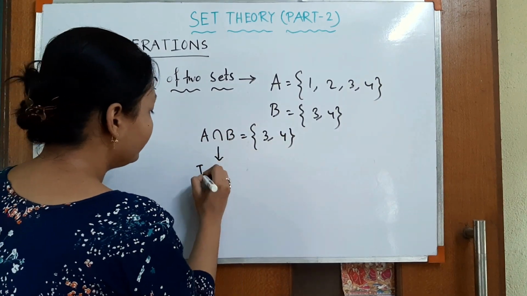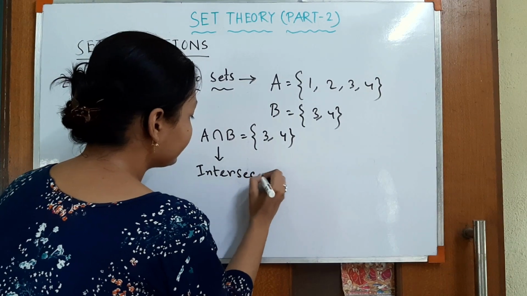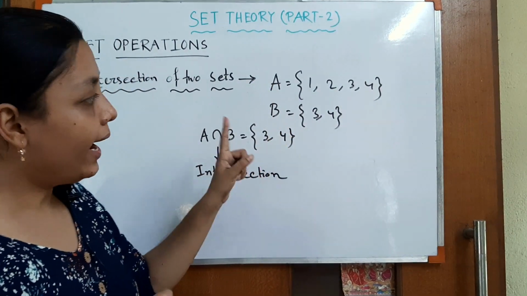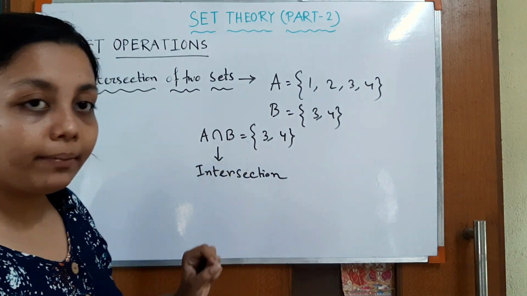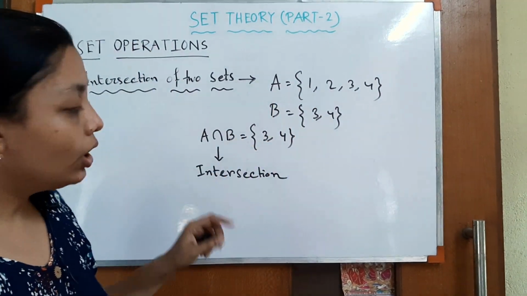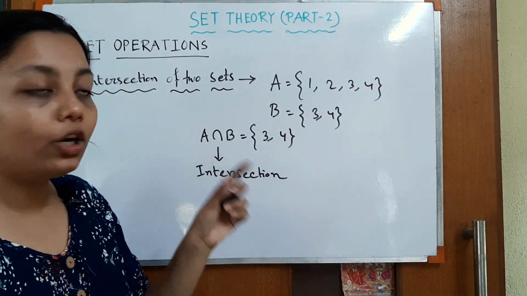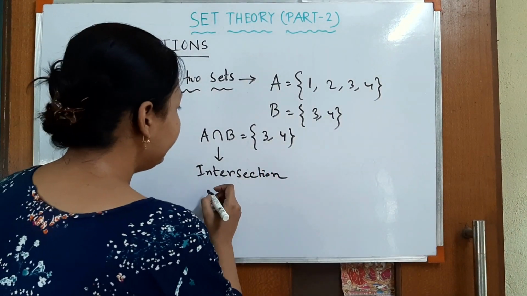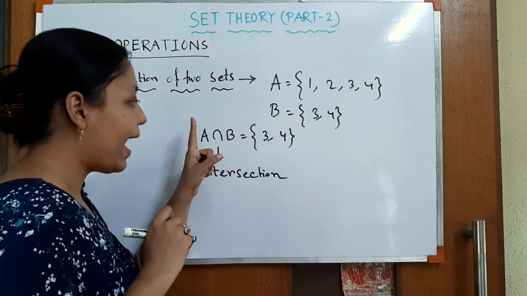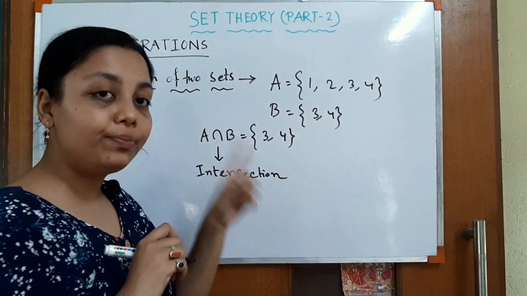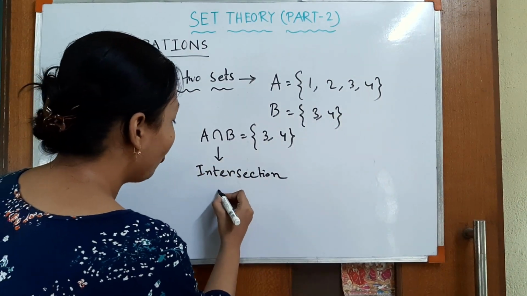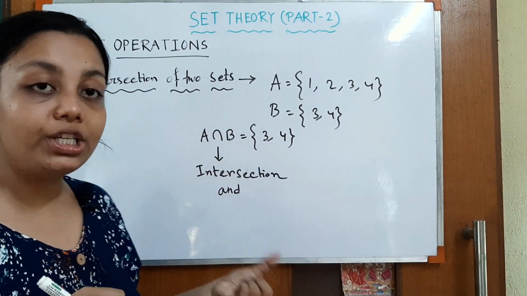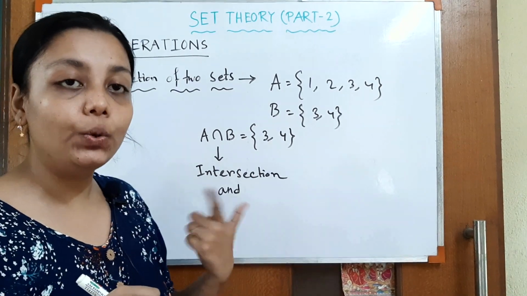This sign is called intersection. For the two sets A and B, 3 and 4 are the common elements which belong to both sets A and B. So when we take the common part, it makes A intersection B. That is, 3 belongs to A and B, also 4 belongs to A and B. So when the condition AND occurs, we can write A intersection B, and when the condition either-or occurs, then we can write A union B. Okay?